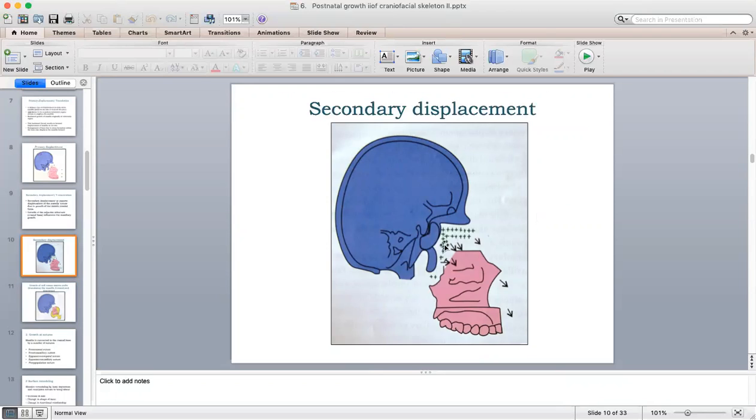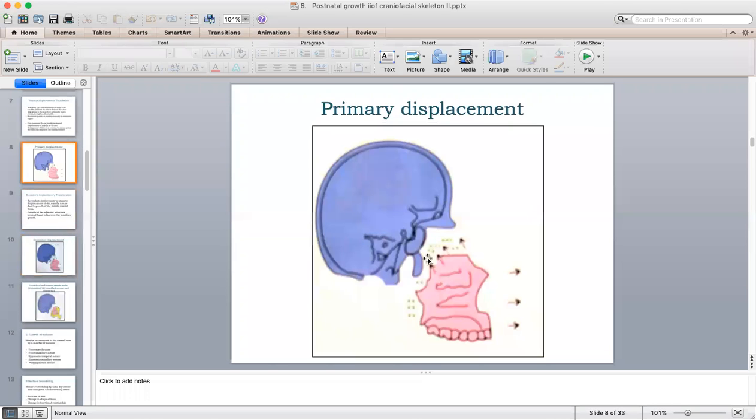The direction of the arrows is very important. There is growth, and you see the plus sign is in the cranium. So this is the secondary displacement. Whereas in the previous figure, you can see small plus signs in the posterior part of the maxilla, and therefore that is a primary displacement.